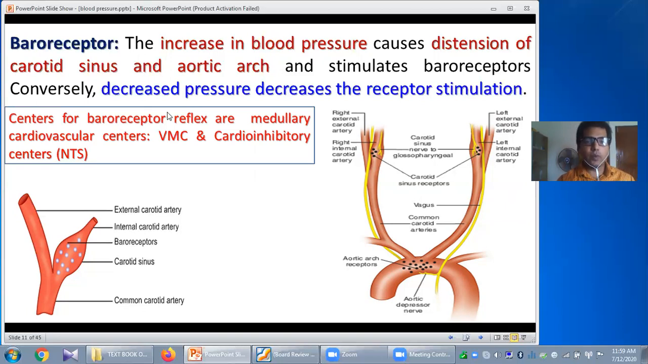Where are the centers for the baroreceptor feedback mechanism? The centers for the baroreceptor reflex are the medullary cardiovascular center, that is the vasomotor center, and the cardio-inhibitory center, that is the nucleus tractus solitarius.